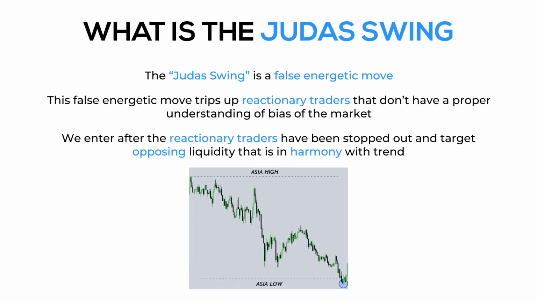So first things first, what even is the Judas Swing? The Judas Swing is a false energetic move. This false energetic move trips up reactionary traders that don't have a proper understanding of bias of the market. We enter after the reactionary traders have been stopped out and target opposing liquidity that is in harmony with the trend. Essentially, we are waiting for the Judas Swing, which is this reactionary move right over here, that takes out the reactionary traders. Again, reactionary traders means traders that don't have a bias of the market. And then after, we enter the market and target opposing liquidity, because when the market takes out one side of the liquidity, it likes to go for the other side of liquidity.